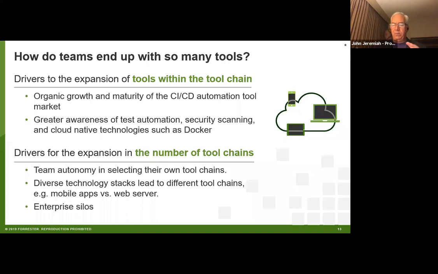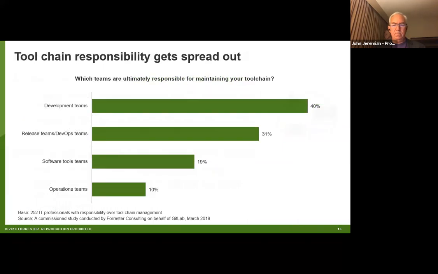Chris, what do you see as research from challenges and problems that people have you discovered? Hey, John, that's a great question. So the results are quite interesting. One of the biggest problems and challenges that teams have is, we ask them, who's ultimately responsible for maintaining your tool chain? And 40% say their development teams do.